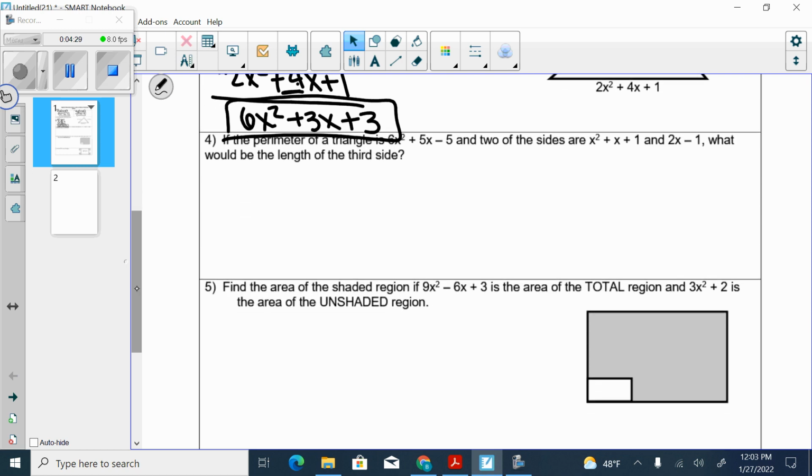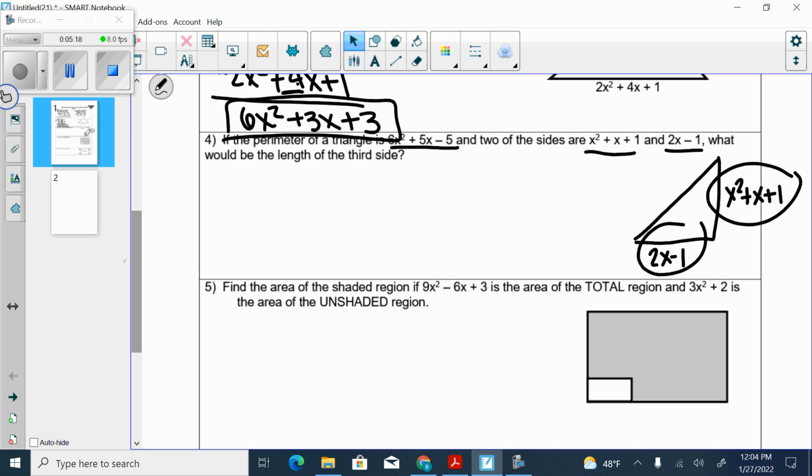All right, next question says that if the perimeter of the triangle is 6x squared plus 5x minus 5, and 2 of those sides are x squared plus x plus 1 and 2x minus 1, then what would be the length of the third side? So I have some triangle here. I know that one of the sides is 2x minus 1. This side over here is x squared plus x plus 1. And they told us the perimeter, which is what we found on the last one by adding all the sides up, was this. So what could I do with the total and these two to find what's missing? Just subtract them.